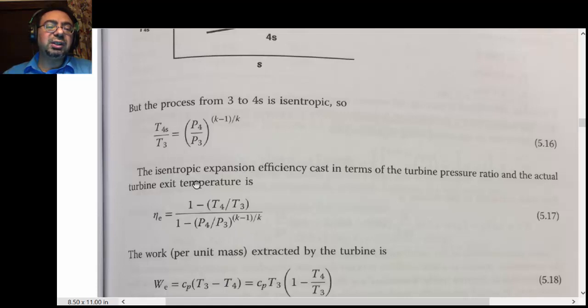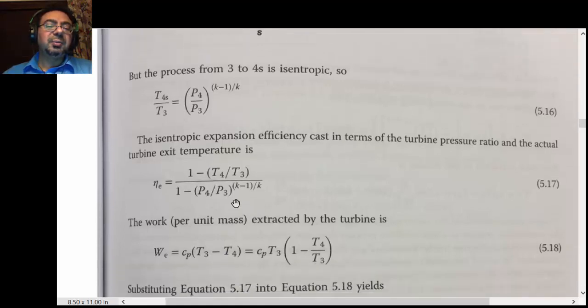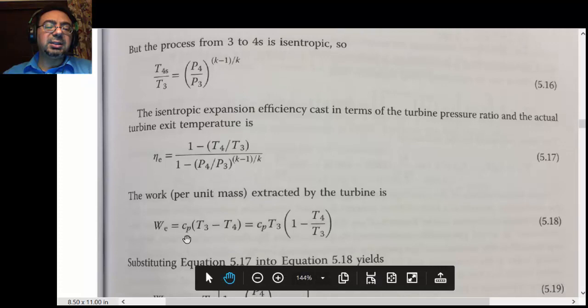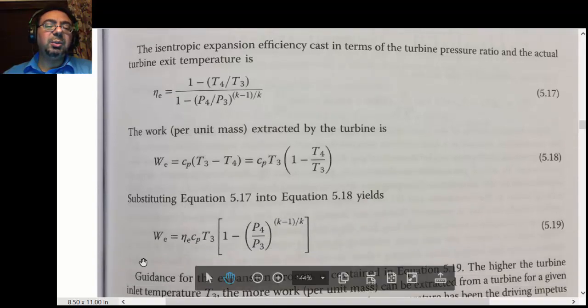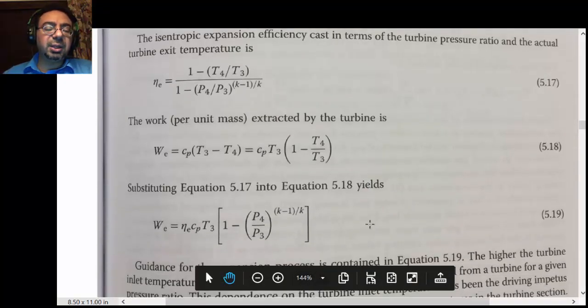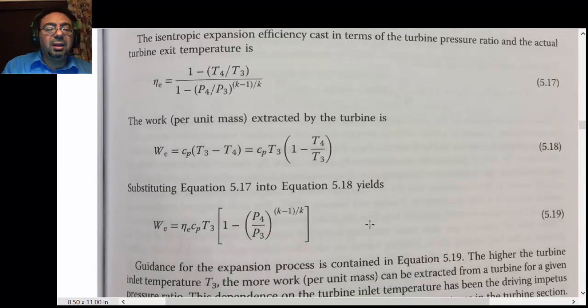And what is T4s over T3? The pressure ratio. Okay? And the work is Cp times T3 minus T4. He took this T3 out, it becomes T4 over T3, and he brings this from over here, T4 over T3, and you end up with that expression. Exactly like the compressor, except that the relation is a little bit inverted, right?